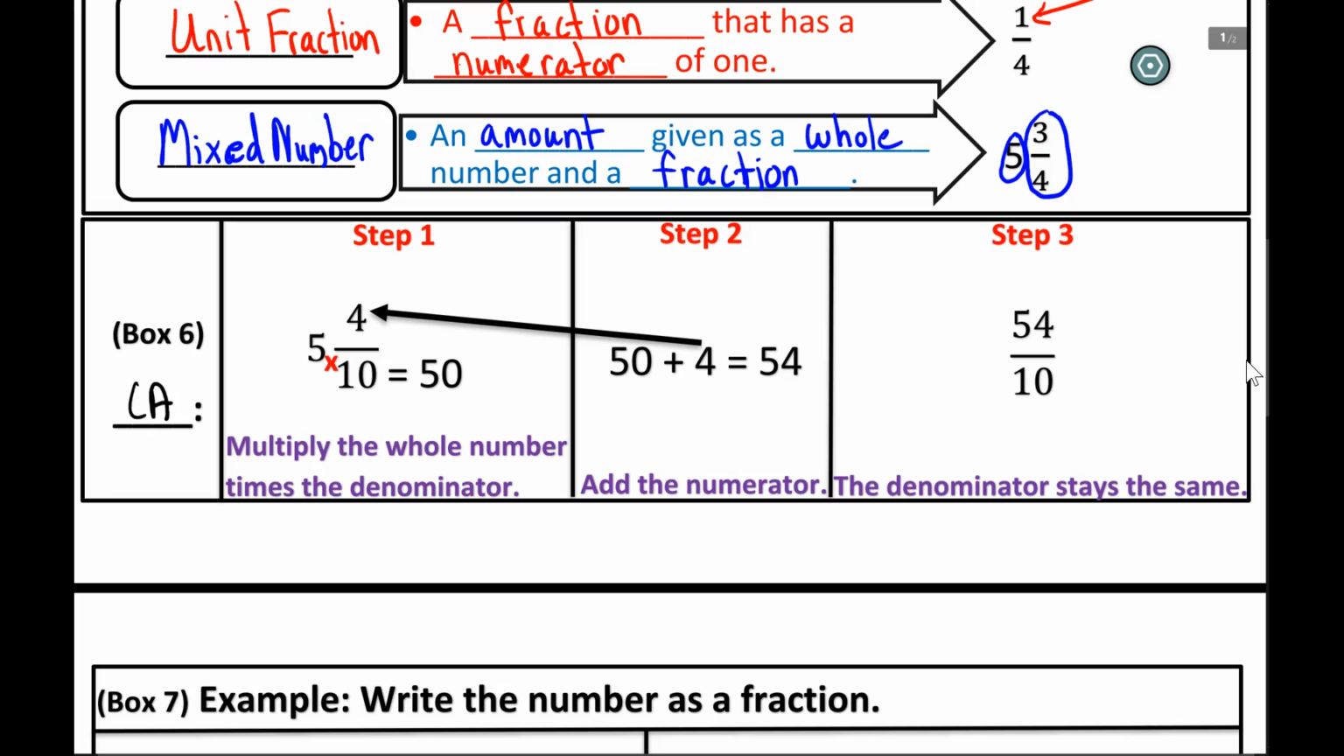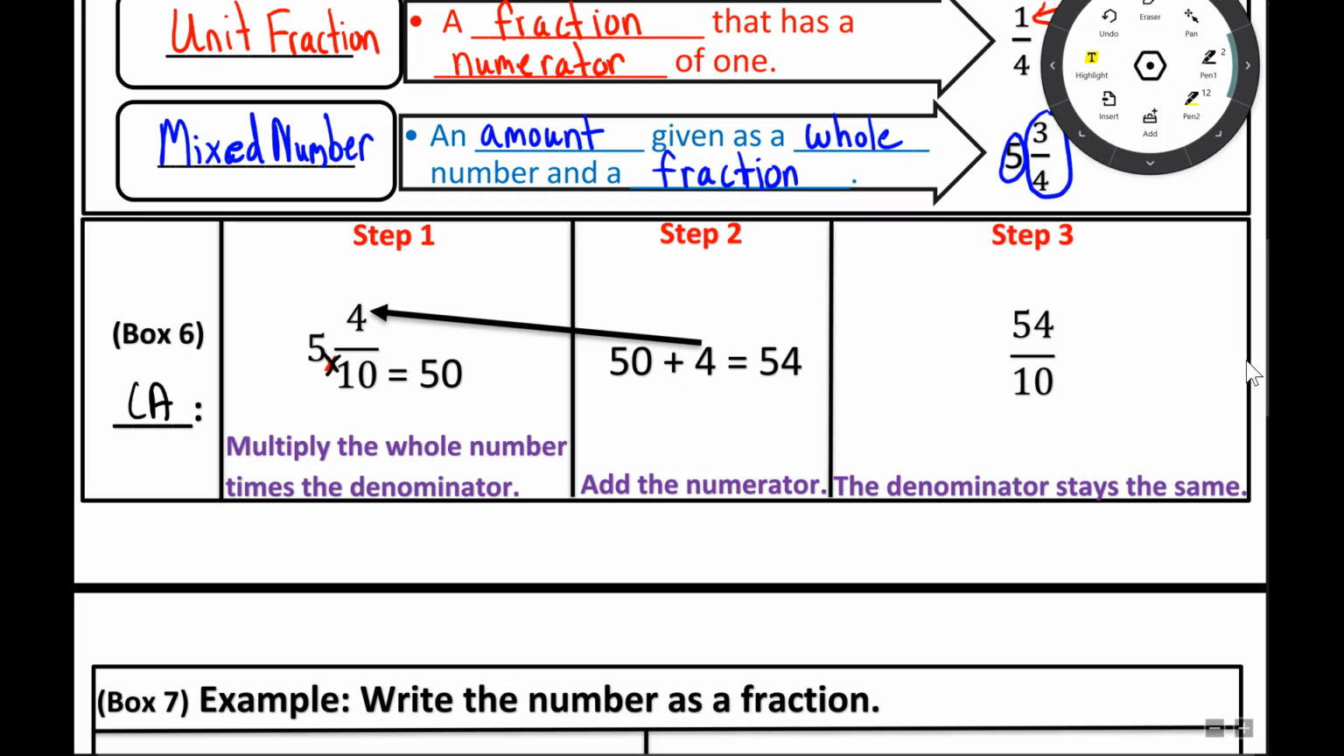So in this problem, we have 5 4/10. And you guys can all see that, 5 4/10. Now what we're saying to do in step 1 is to multiply the 5 times the 10. So when we multiply those, 5 times 10, we're going to get 50. And I have the 50 right here.